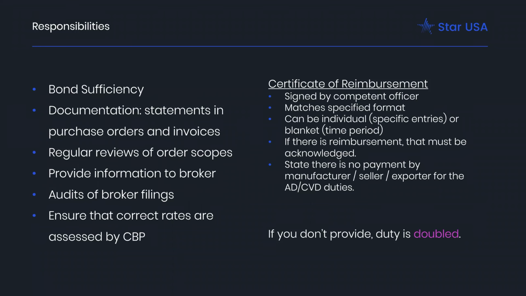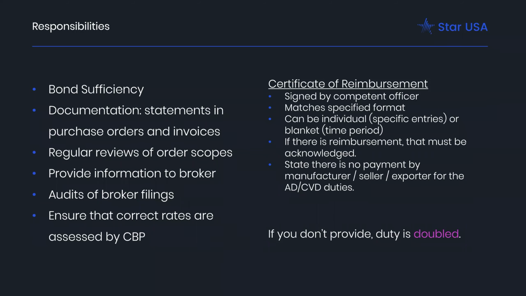And then finally, make sure that correct rates are assessed by Customs. We have seen that this is confusing for Customs as well. They will often use the rates from the previous year or from a different manufacturer, etc. You cannot convince Customs whether or not something is in scope. You can only catch it if Customs applies the order incorrectly. Customs is not going to rule on scope that's outside of their purview.